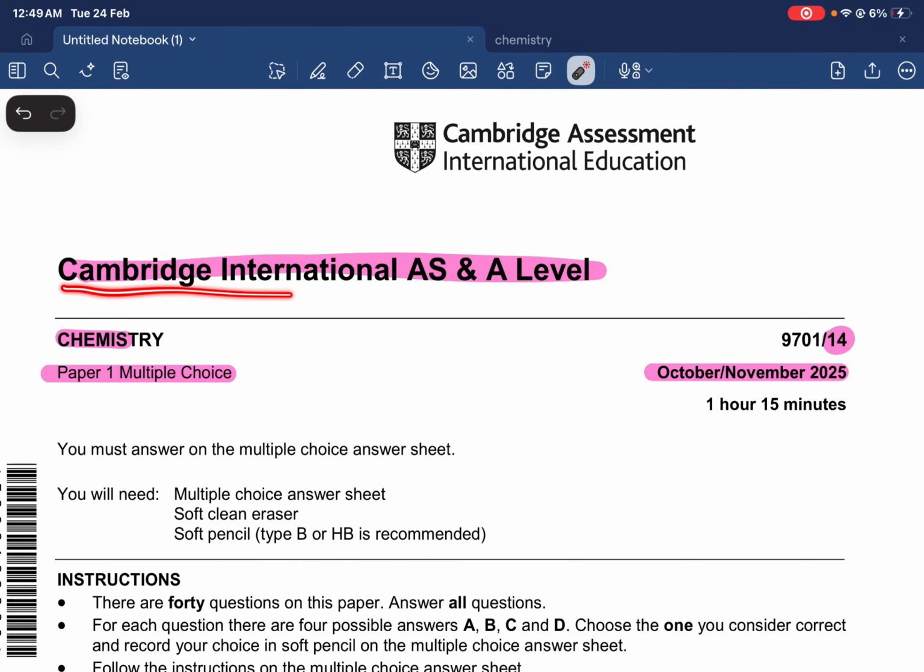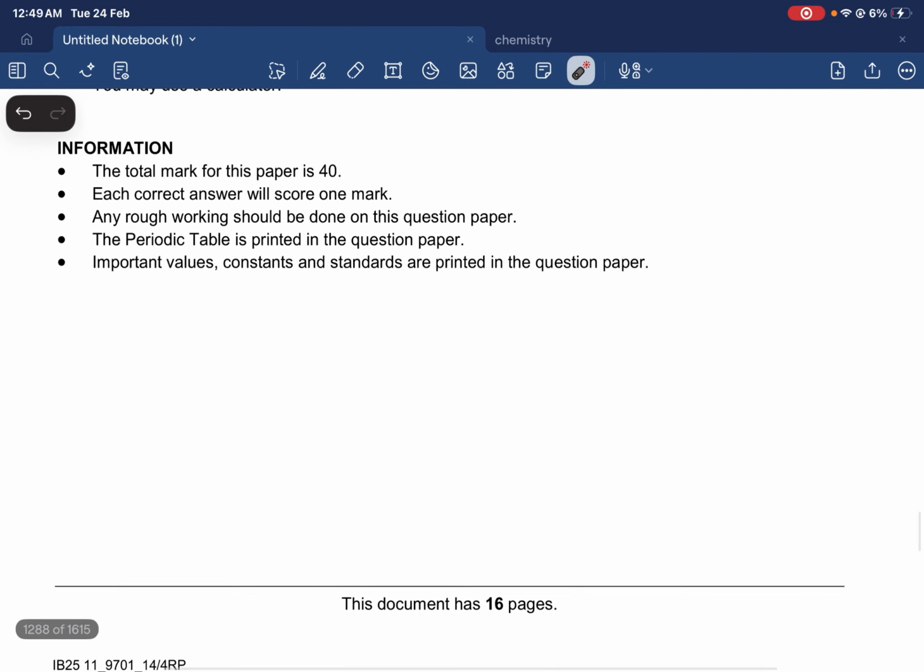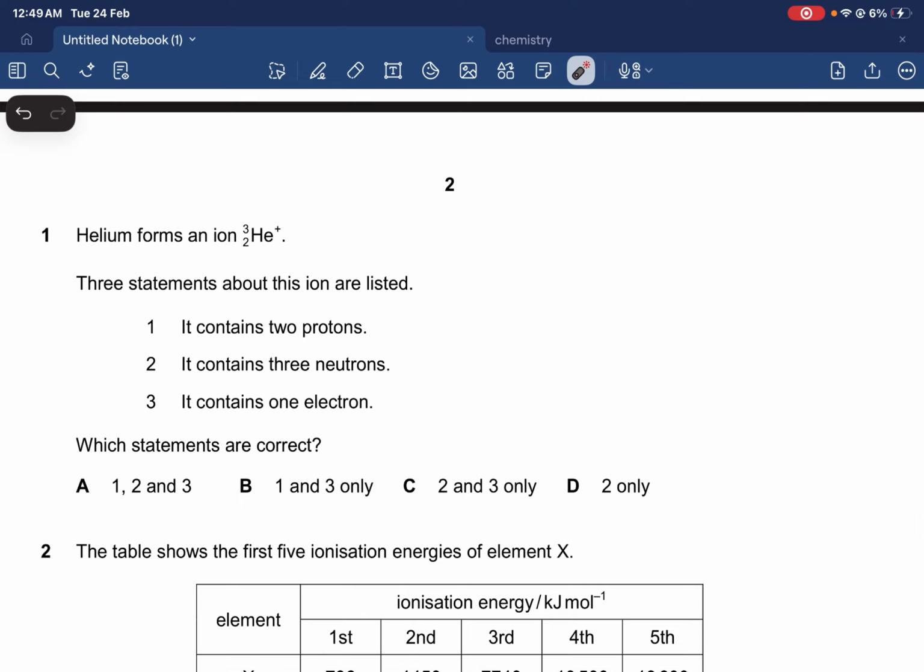We are going to be solving Cambridge International AS and A Levels Chemistry Paper 1 Multiple Choice October-November 2025, Paper 14. Question number 1 says helium forms an ion He 3 2 plus 1. Three statements about this ion are listed.